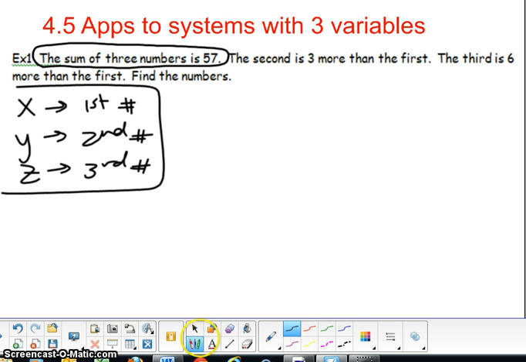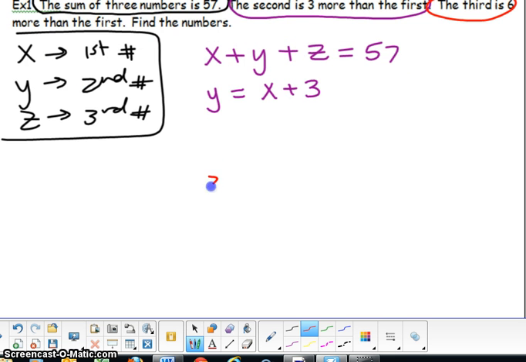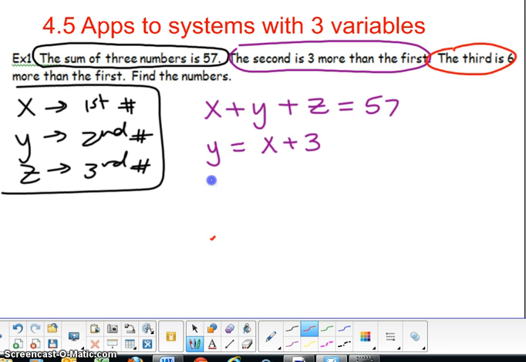Okay, so the sum of the 3 numbers is 57. So x plus y plus z equals 57. The next sentence says the second, which is y, is 3 more than the first. So that would be x plus 3. And then the last sentence is saying the third, so that would be z, is 6 more than the first.